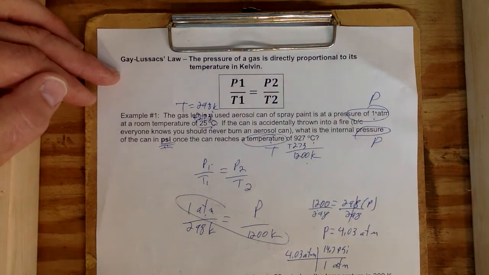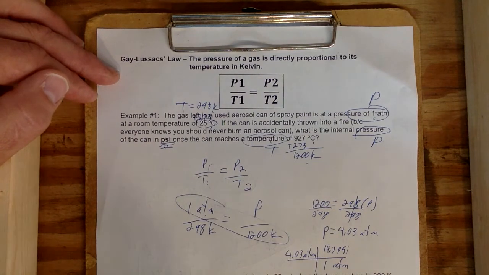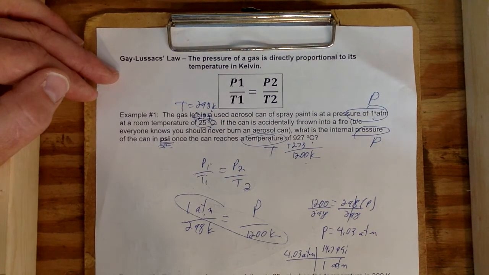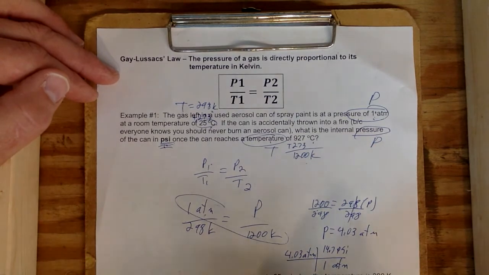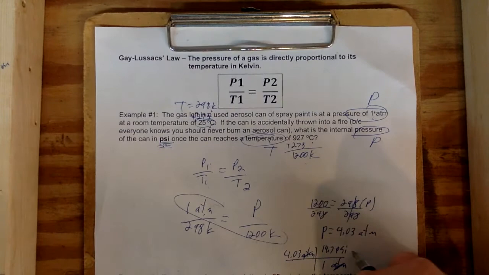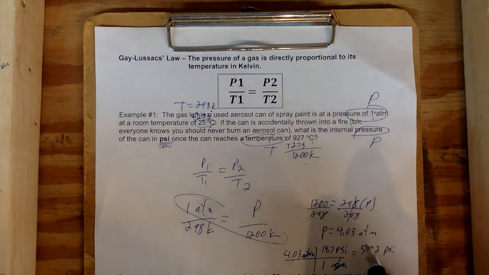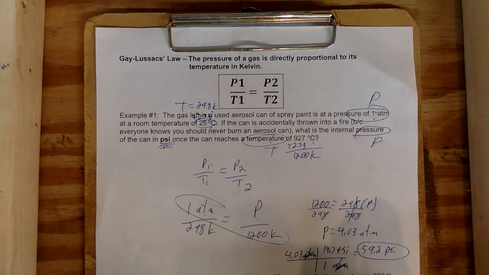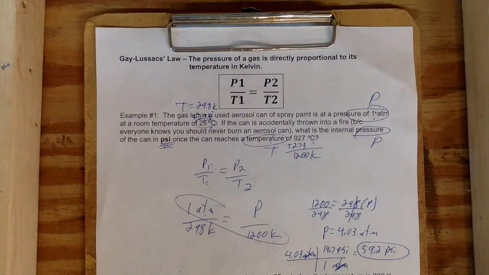And again, these are in your notes from last week, and I'll put these conversions on your problems that y'all are going to turn in. I'll have those on that paper. Now ATM cancels out. 4.03 times 14.7 is going to give you an answer of 59.2 PSI. So the reason you don't throw an aerosol can into a fire is 59 pounds per square inch. That's like the pressure in a car tire, but a thin wall aerosol can, like a spray paint can or a hairspray can, can't withstand that pressure and it would explode in the fire.